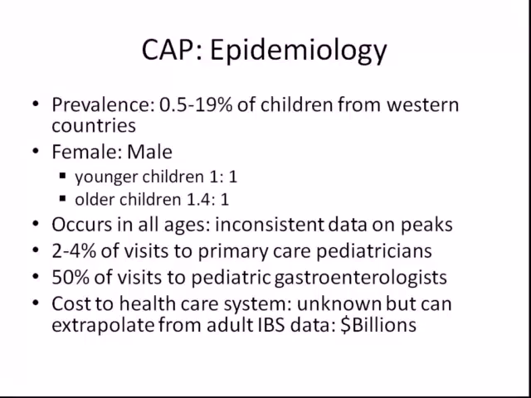Chronic abdominal pain represents 2 to 4% of visits to primary care pediatricians and almost 50% of visits to pediatric gastroenterologists. And although we don't know an exact cost to the healthcare system, if we extrapolate data from adult irritable bowel syndrome data, which is a functional abdominal syndrome in adults, it likely costs the medical system billions.